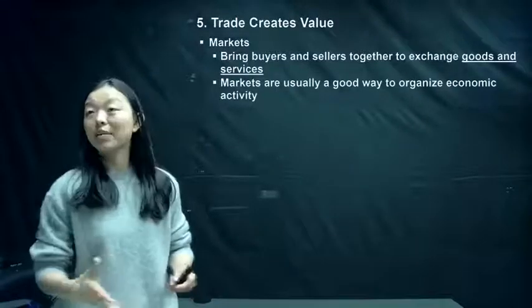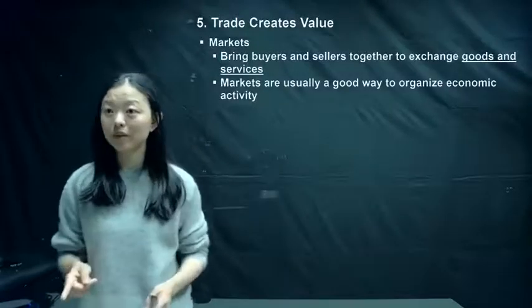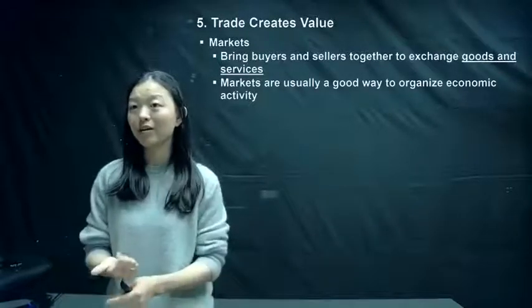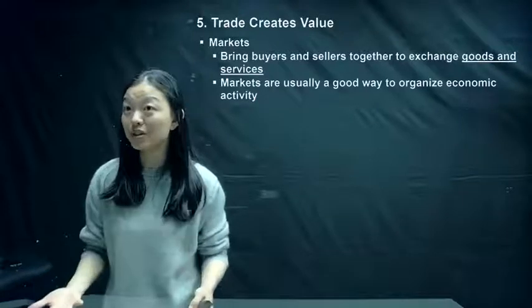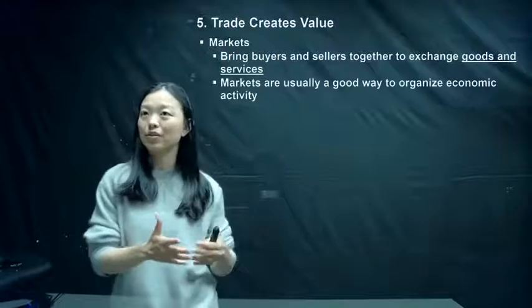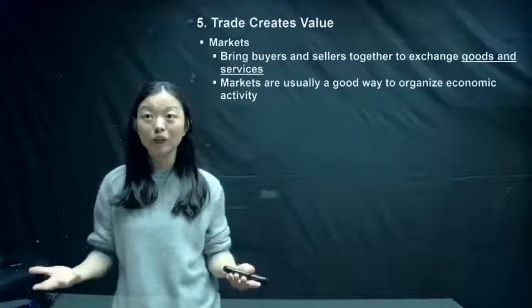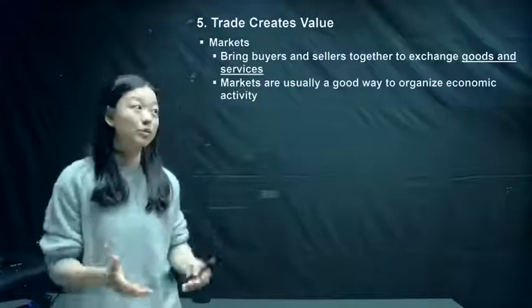And we said markets are usually a good way to allocate resources. Do you still remember in the first principle we said we have limited resources, but people have nearly unlimited wants, right? How to allocate those resources to satisfy people's wants? A market could be a good way to allocate resources.